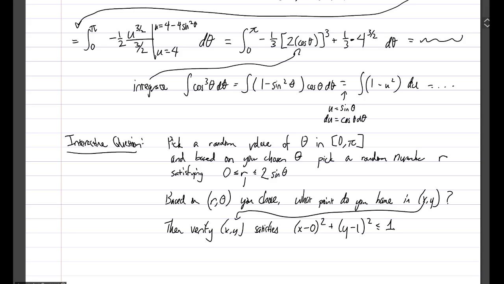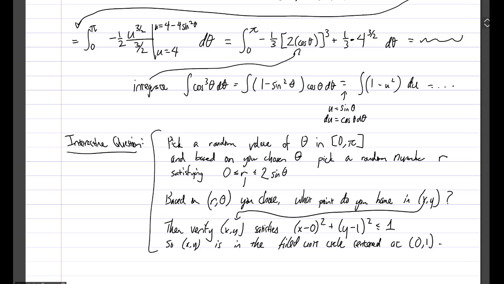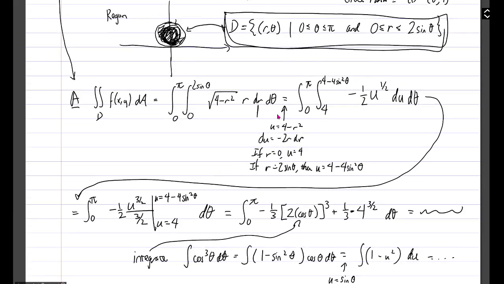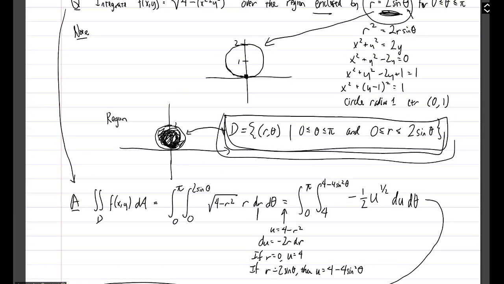So that it really is a point, in other words, so that the point x comma y is in the filled unit circle centered at the point 0, 1. So if you do that, I think it helps clarify and put some credence behind the thing that was just kind of claimed up here.